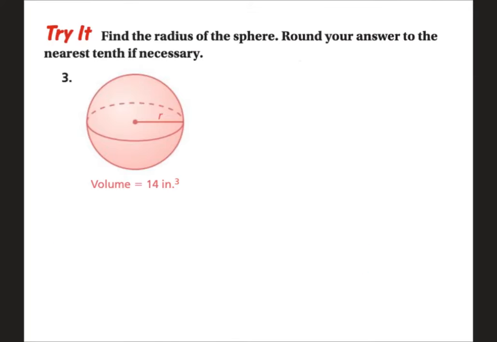So we're going to take a look at your last try it question of this video. You're going to find the radius of this sphere, and you're going to round your answer to the nearest tenth. So keep in mind that you're given the volume, you're looking for the radius, and you want to write down your formula first, and then substitute what you're given.